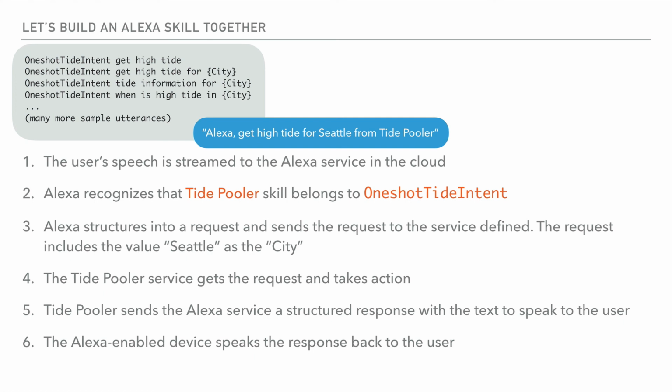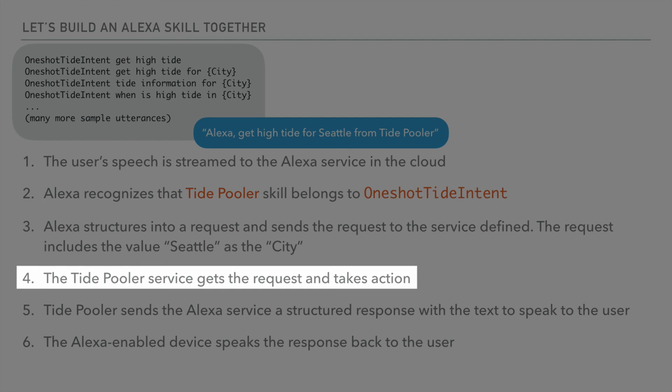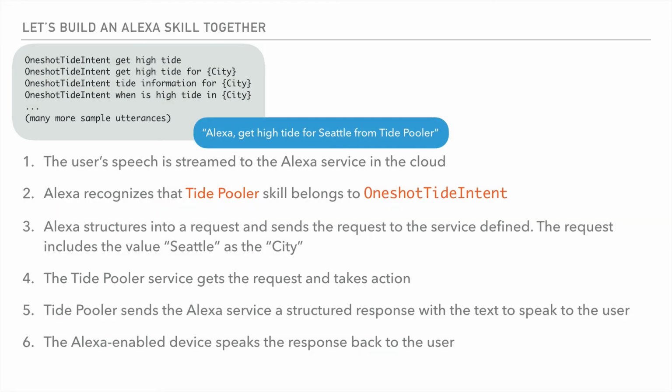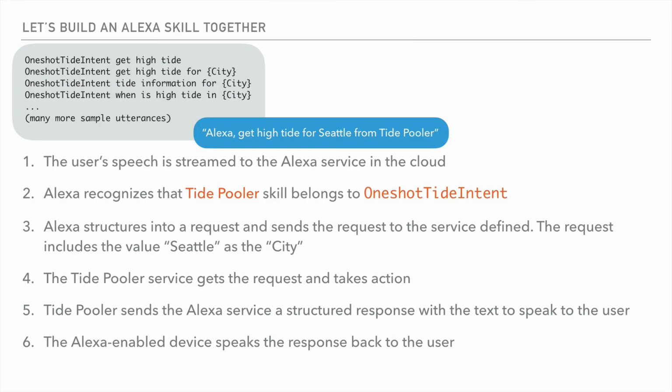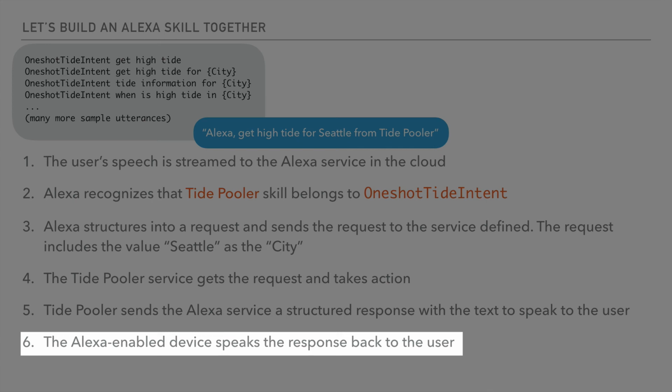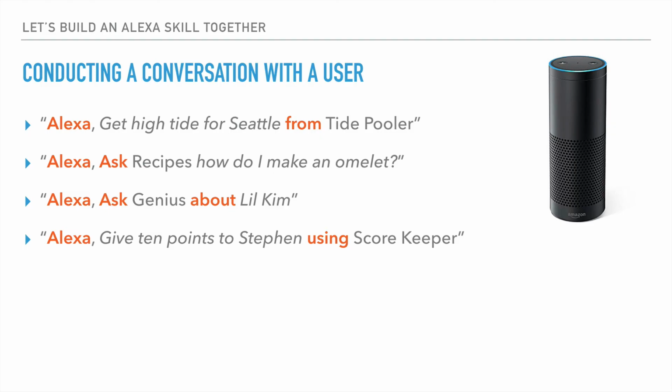Then the Tide Pooler service gets the request and takes action. The Tide Pooler sends the Alexa service a structured response with the text to speak to the user, and then optionally a graphical card to show in the user's phone or their mobile app. And then the Alexa-enabled device speaks the response back to the user.